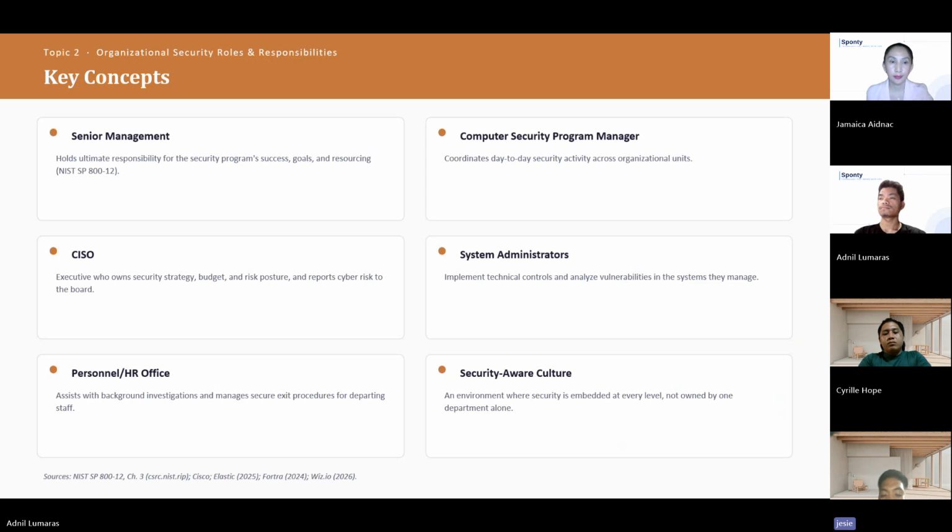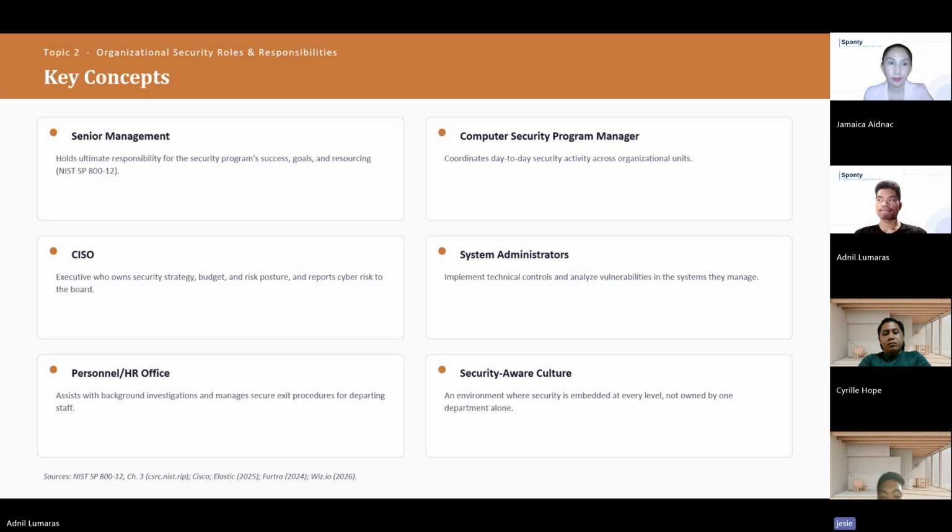We will walk through the topic from the top of the organization to the individual employees, and along the way we'll spend some extra time on the chief information security officer, since the role has become the most visible face of organizational security in the past decade. So, the top of the chain: senior management.